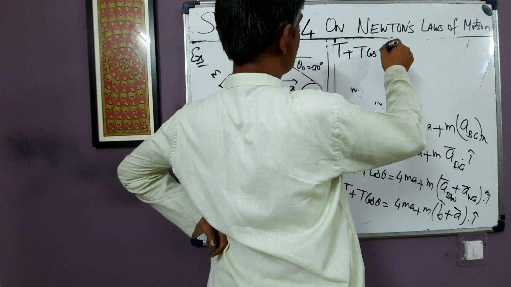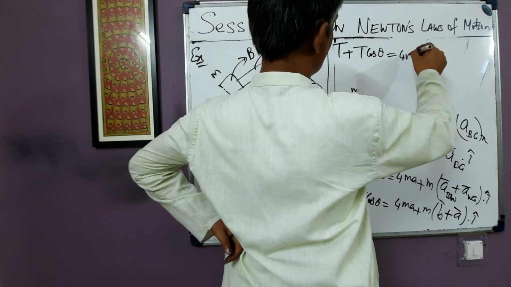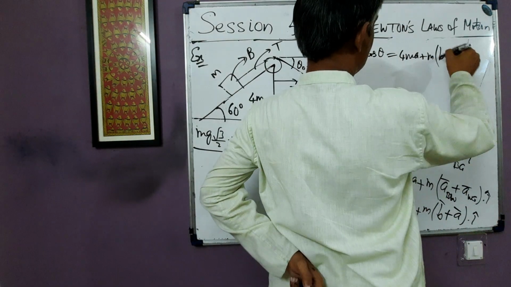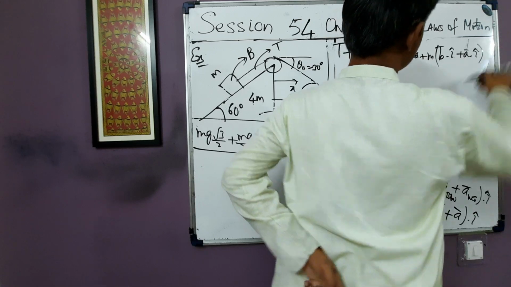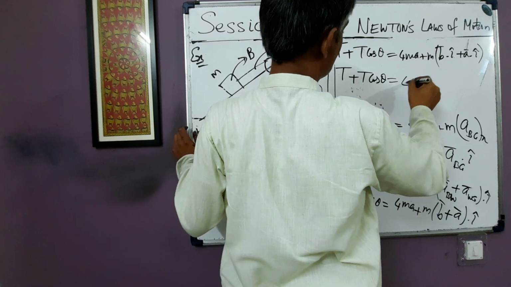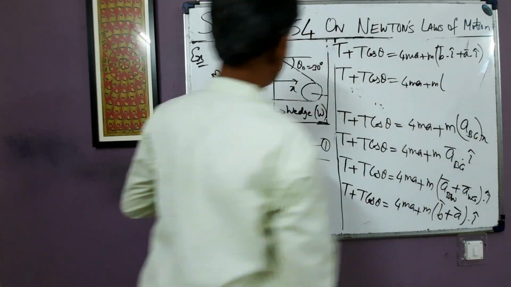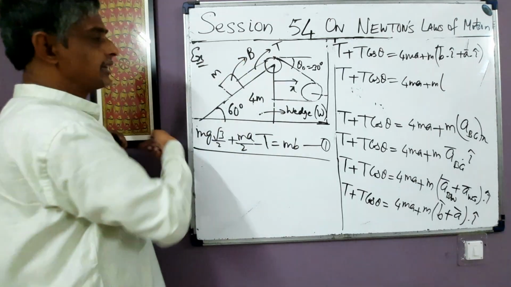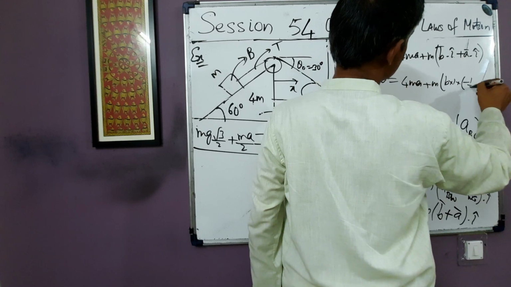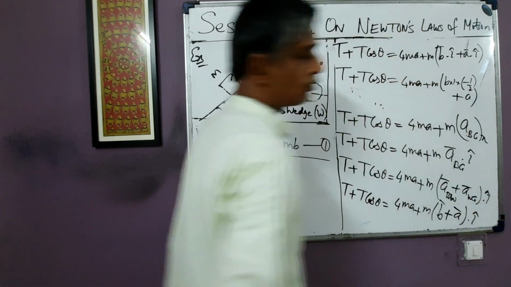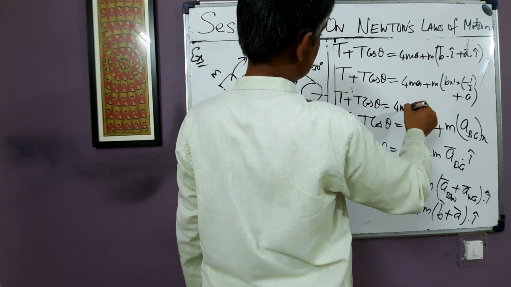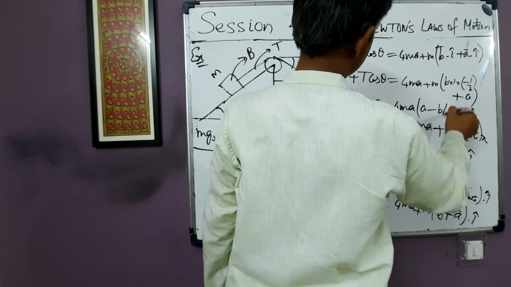So T plus T cos theta is equal to 4ma plus m times, what is B dot? This will break by distributive law: B dot i hat plus A dot i hat. Now what about B dot i hat? i hat is in this direction, B is in this direction. Angle is how much? 120 degrees. So B dot i hat becomes B into 1 into cos 120, which is minus half. And A dot i becomes A into 1 into cos 0 degrees. So we get T plus T cos theta is equal to 4ma plus m times (A minus B by 2).